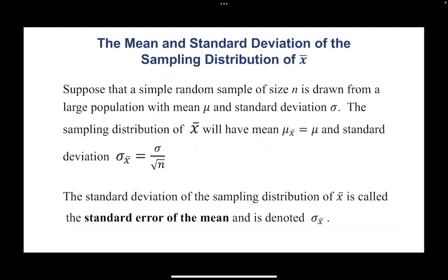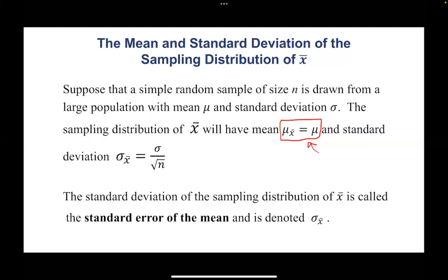So suppose that I have a simple random sample drawn from a large population. The mean of the sampling distribution, mu sub x bar, equals the population mean. So as we get more and more samples, it equals mu. So when you're asked for the mean of a sampling distribution, it will equal the population mean.